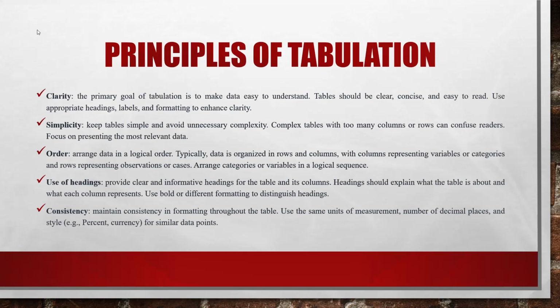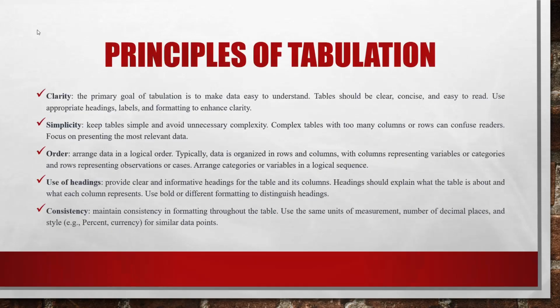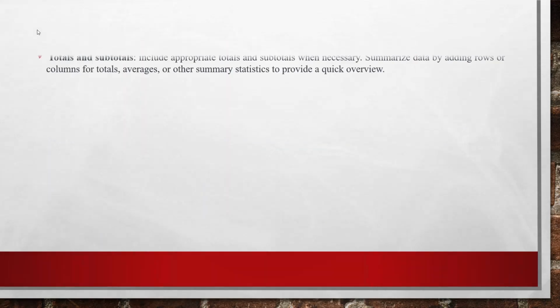And there should be consistency; maintain consistency throughout the table. For example, if you are using decimal points, we can either avoid the decimals or round them to 2 or 3 places, but whatever we do should be common for all. That is, there should be consistency. If in one cell we are using rupees and in another we are using dollars, that is not a good principle of tabulation. So consistency is very important.